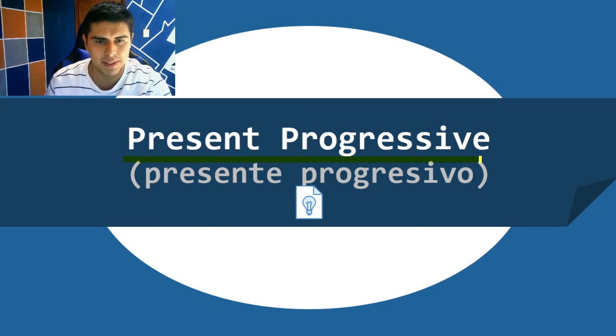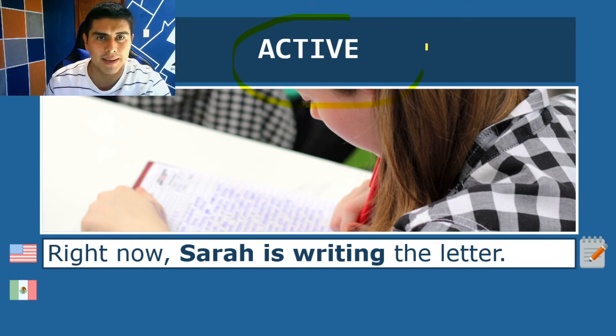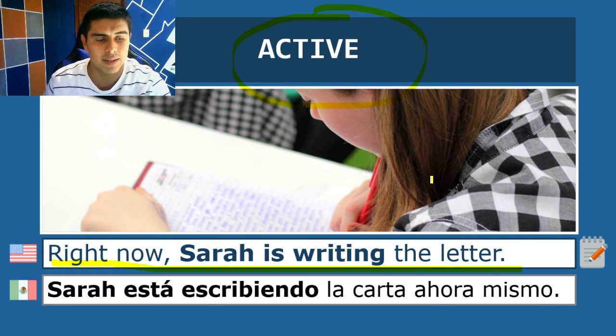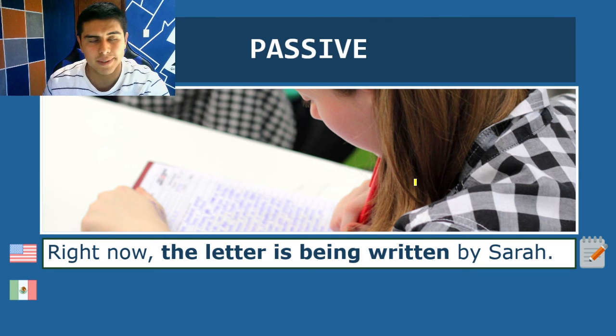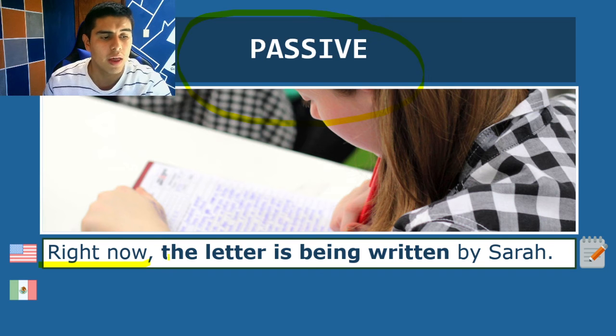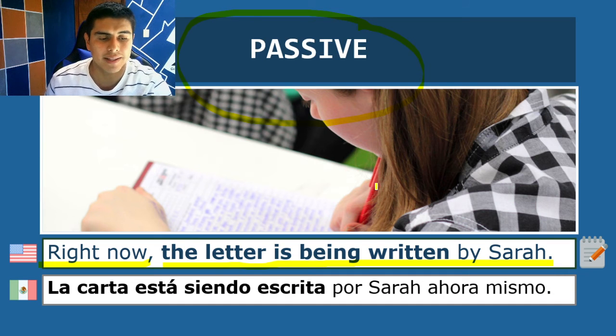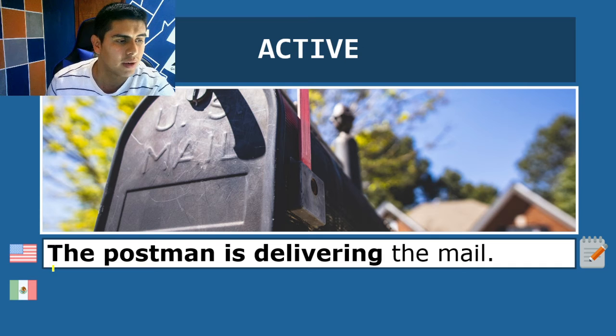So then we have the present progressive. This is an example of the active voice. Right now, Sarah is writing the letter. Sara está escribiendo la carta ahora mismo. Right now, this is now the passive voice. The letter is being written by Sarah. La carta está siendo escrita por Sara ahora mismo. So now you can notice that we have inserted the word being into the sentence.